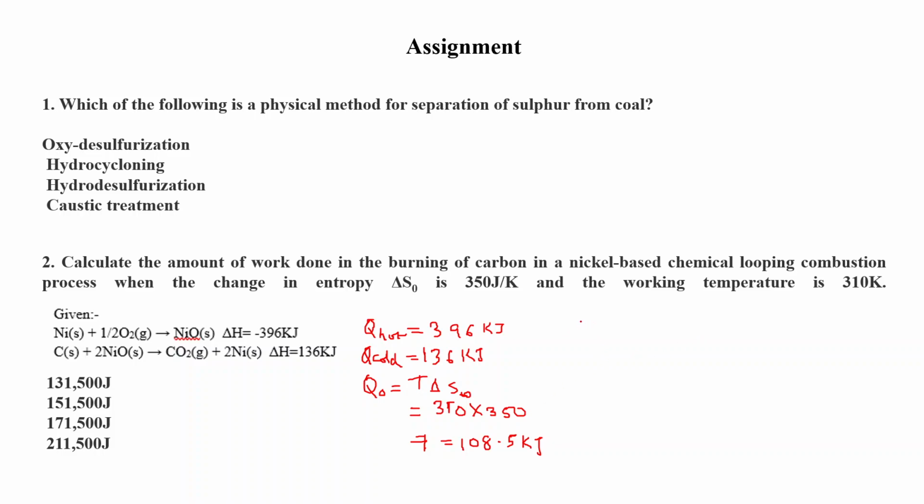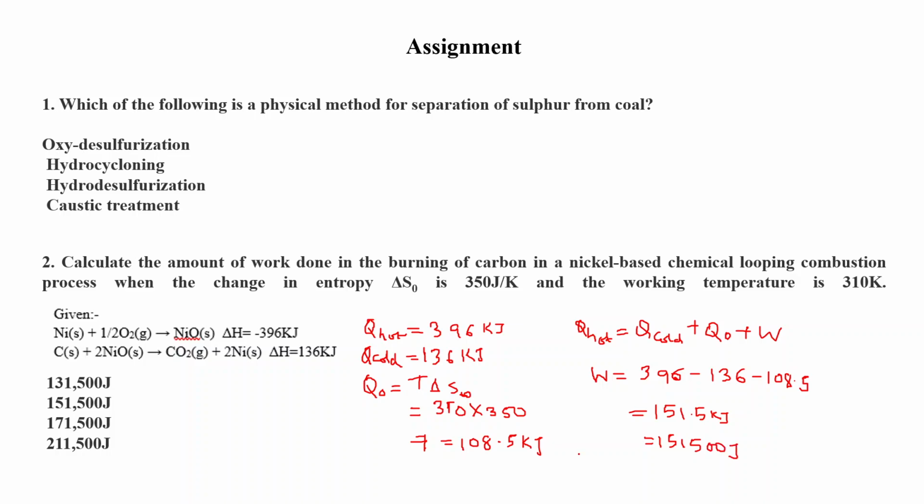Now coming to the formula: Q hot equals Q cold plus Q naught plus W, where W is the work done, which is required here. So it will be 396 minus 136 minus 108.5, which gives us the answer, that is 151.5 kilojoule or 151,500 joule. So this is the answer here. B1 is the answer.